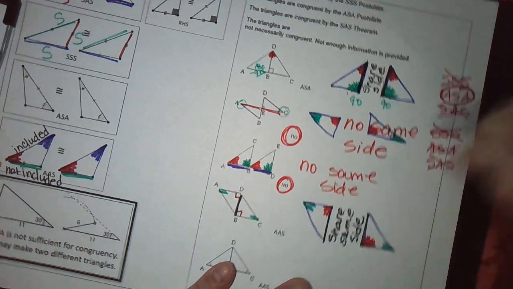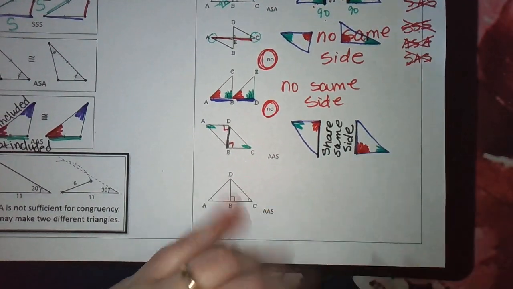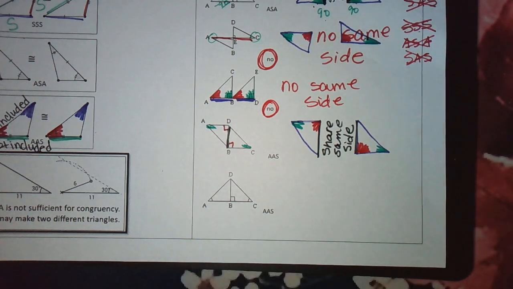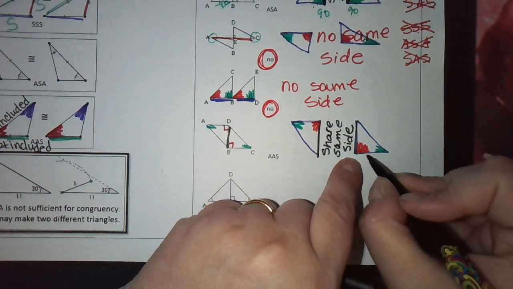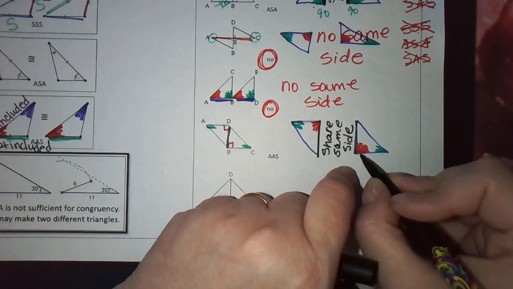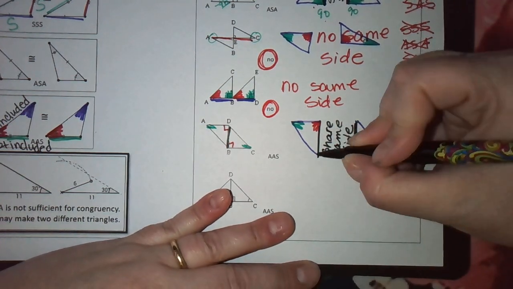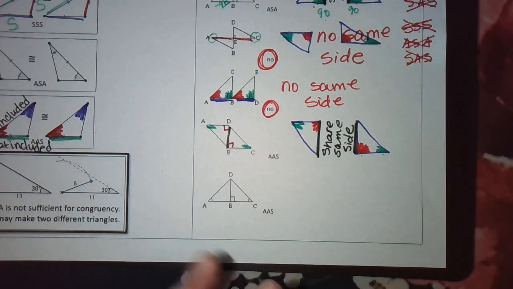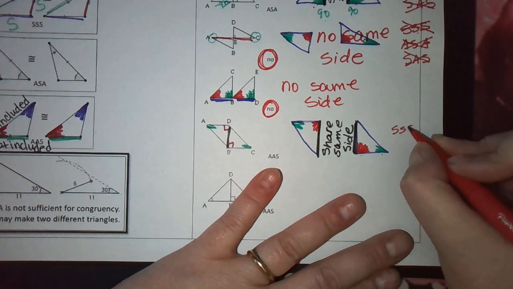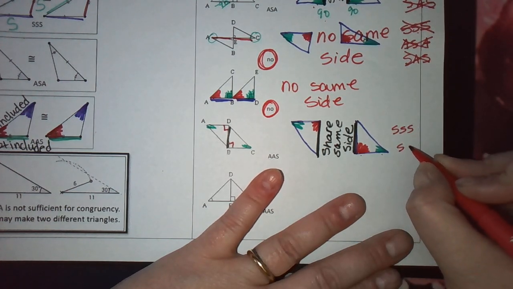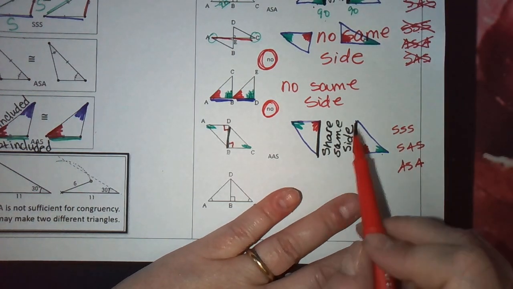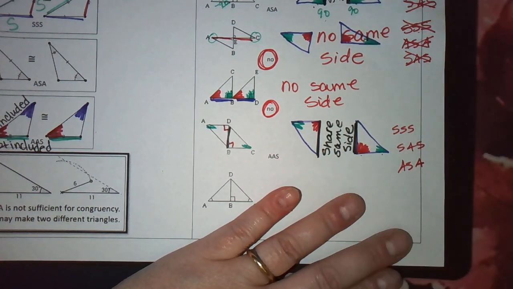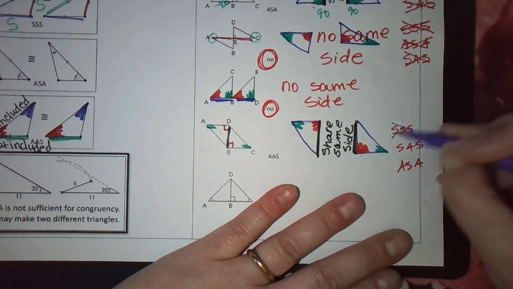The only question is, is this side included or not included? If the side I was talking about was included, I would be talking about the side in between the two angles, but we're not. We're talking about this up and down. This is not included. So out of our three options, SSS, SAS, ASA, we only have one side that's the same, so anything with more than one S is gone.